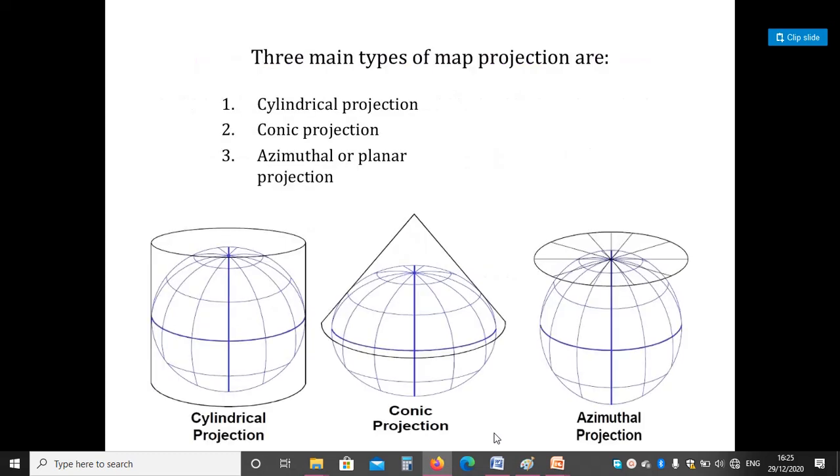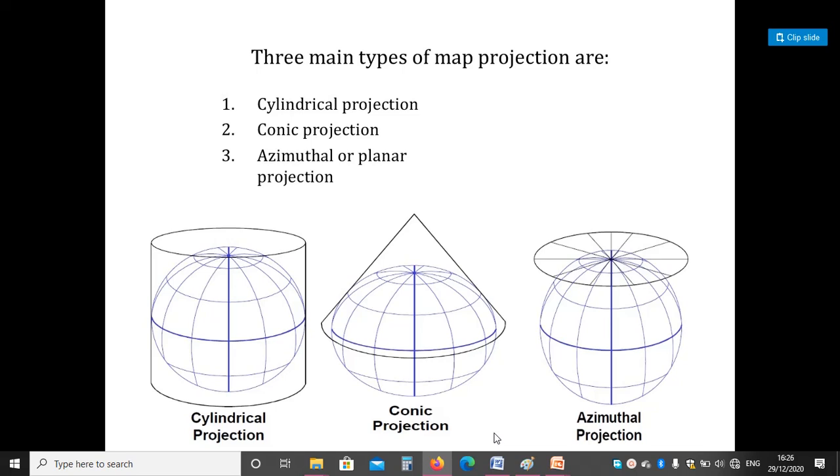There are three main types of map projections: cylindrical projection, conic projection, and azimuthal or planar projection. These three projections appear like this. One is cylindrical, the second one is conical, the third one is azimuthal.